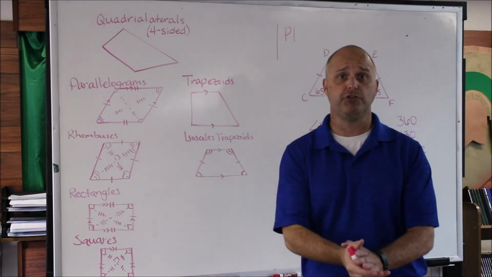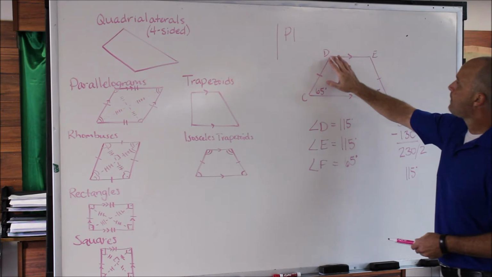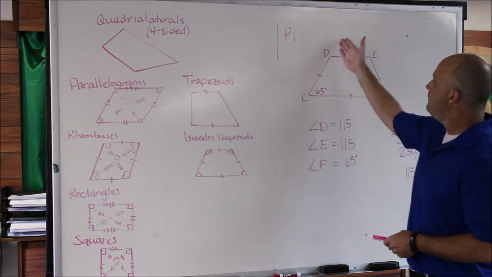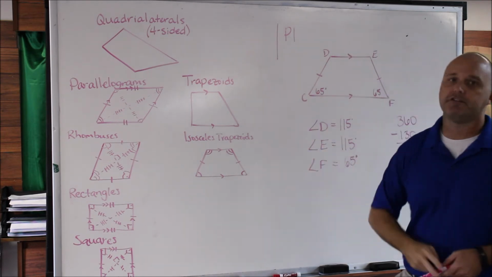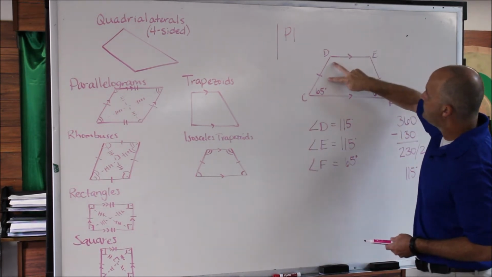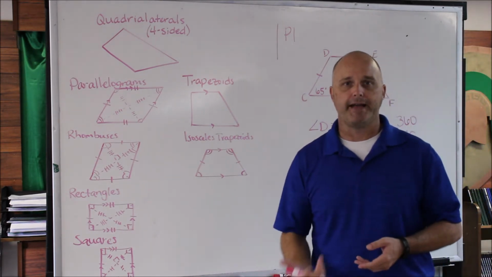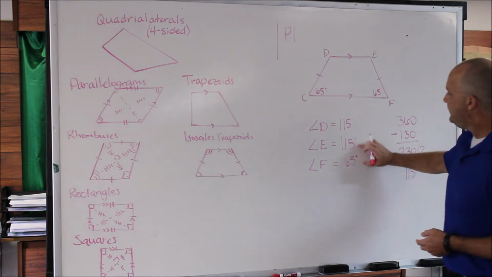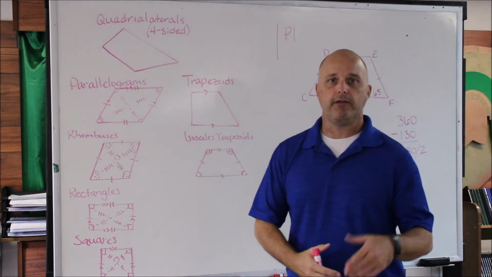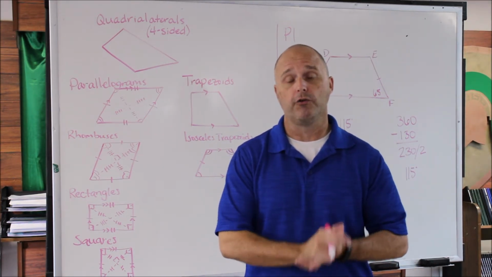Now the other way that you could get this, or the way you could check this, is you know that segment DE is parallel to segment CF. That means that segment CD is a transversal of those parallel lines, which means that these two are same side interior angles, and same side interior angles add to 180. 115 plus 65 is 180 degrees, so we know that our measures for D, E, and F are all the correct measures.